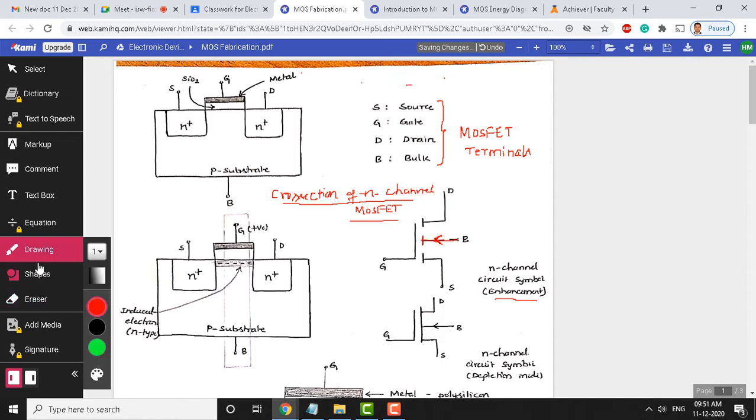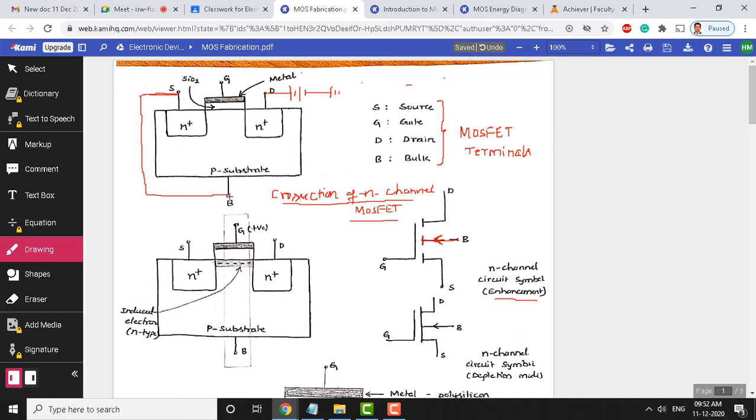Now, if I connect some voltage between drain and source, let us say we apply a positive voltage to the drain. Let us ground this source here. We can short circuit this source and bulk and connect this to ground. Now, you can see that current cannot flow from the drain to source.